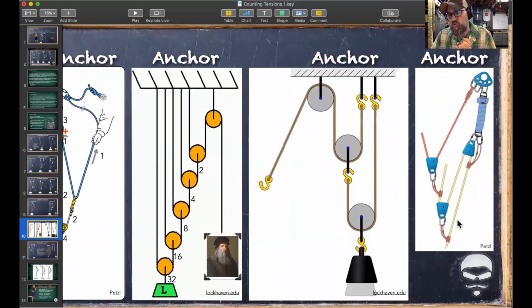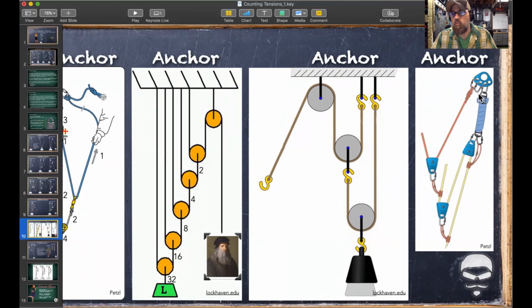So we can look at this real quick and say, hey, I recognize this as a 3 to 1. The haul line of my 3 to 1 is being pulled by a 2 to 1. So in a case like that, I can go, okay, I know that this is going to be a 6 to 1 mechanical advantage because 2 times 3 is 6. But let's double check this by counting tensions, and we'll also be able to see what we have on our anchor. And as we look at that, this is obviously my haul line, which is enacting everything.